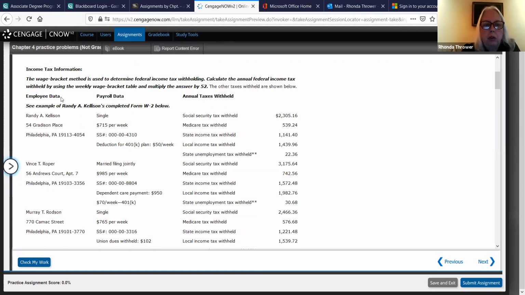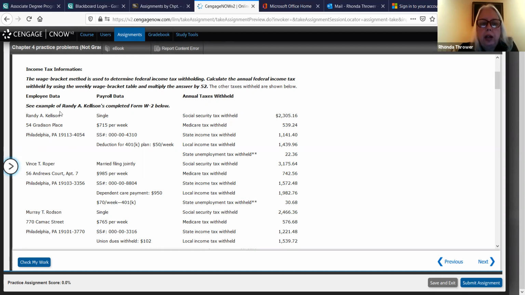They have given you some employee data in this column here, some payroll data in this column here, and they've given you the annual taxes that were withheld for all of the taxes other than the federal income tax. So in other words, you've got to figure the federal income tax portion of this, because that's what we're doing in chapter 4. And you're also learning how to prepare a W-2 form correctly.